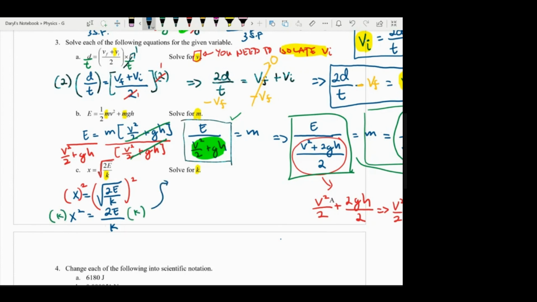So this will lead me to k x squared is equal to, well, k over k is just equal to 1, again, it's not 0. So that leads me to 2e. But I'm solving for k, which means I need to isolate my k, so I'm going to divide both sides by x squared. Doing that, k is equal to 2e all over x squared. So that would be my final answer. This should be an equation for, maybe, the energy of a spring. So that leads you to that.